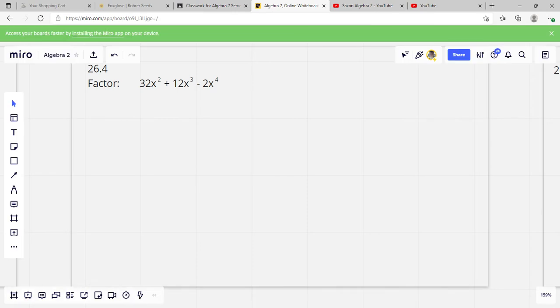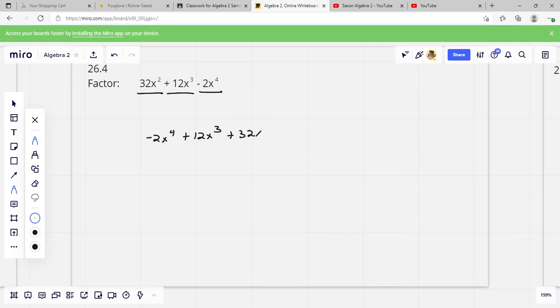Alright, so we're going to be real careful on this one about our negatives and our positives. I've got a bunch of numbers here. I'm going to put my highest exponent first, so that's going to be negative 2x to the 4th. And then I'm going to have plus 12x to the 3rd. And then I'm going to have plus 32x squared.